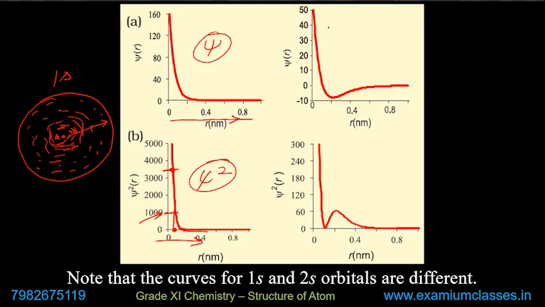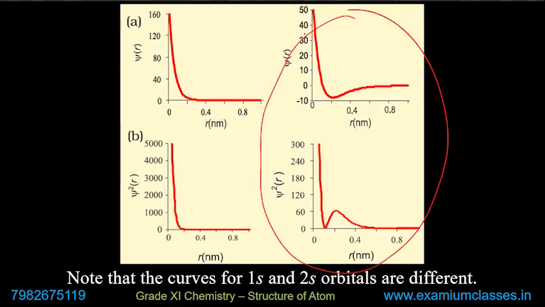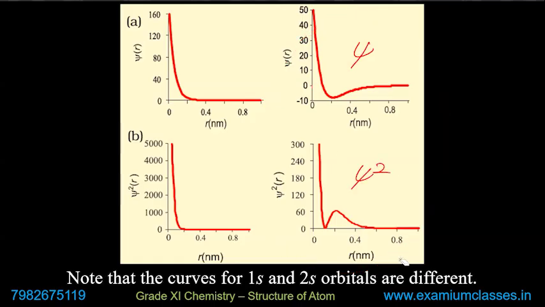Now consider the second one, 2s. This is for 2s. This is psi, this is psi square. Here there is something different from 1s. And why is it different? Because here the psi function, which is the wave function, is not uniformly coming down. Rather, it comes down first, then increases.